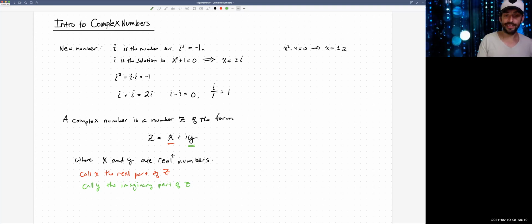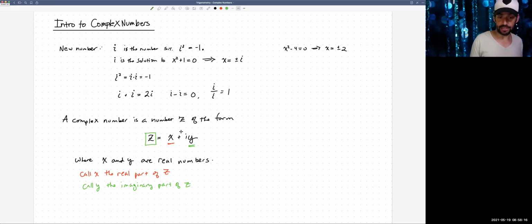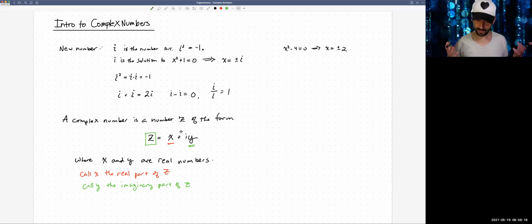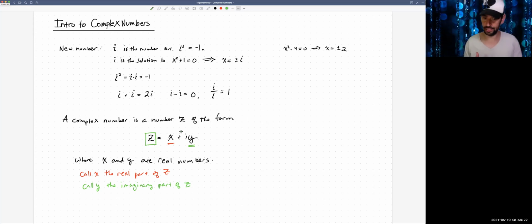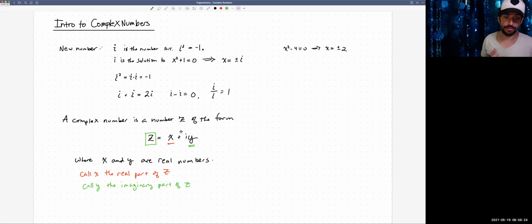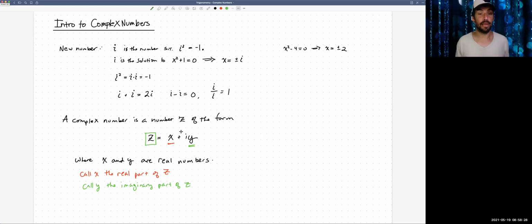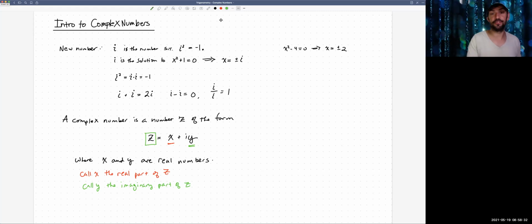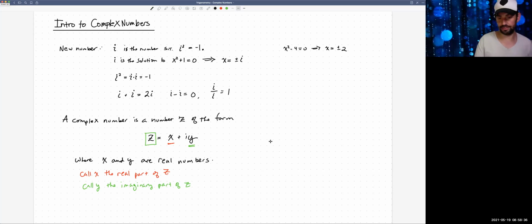The other thing is Z is a single number. Okay, it's built out of these two parts, but we still think of it as a single thing, right? And geometrically, in later videos, we'll see that we can think of it as a single point, and that maybe will make this come together a little bit. Okay, Z is a single number, even though it has these two parts to it. Okay, let's just write a couple of examples out.